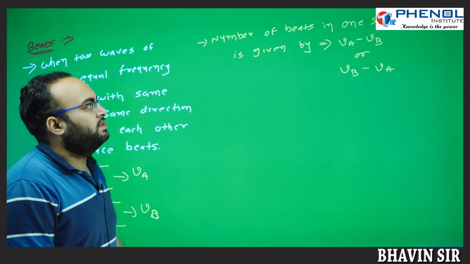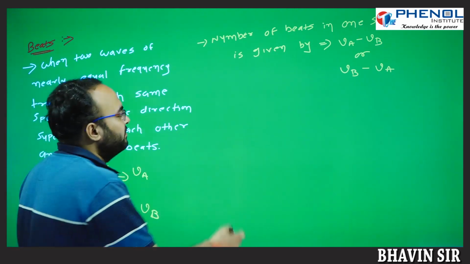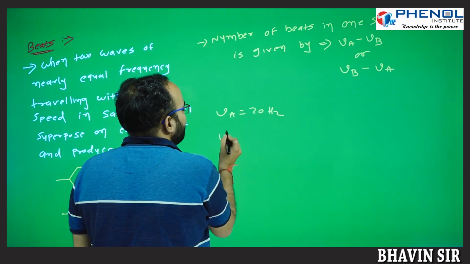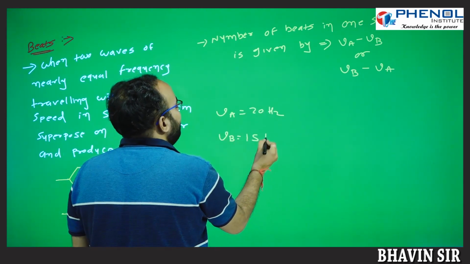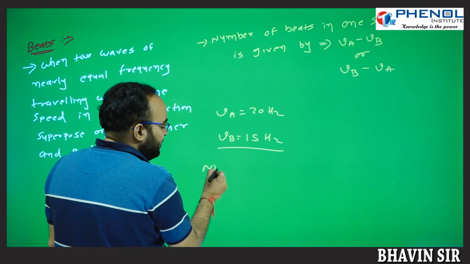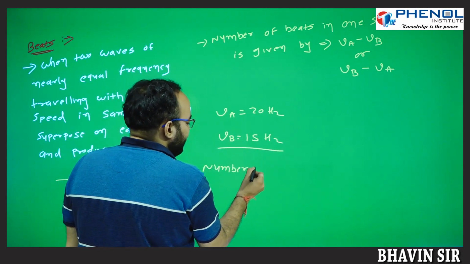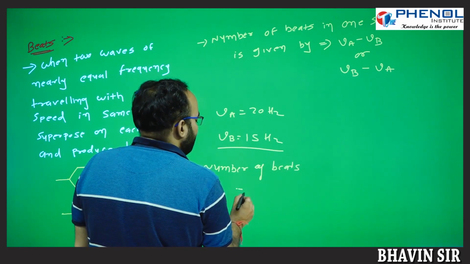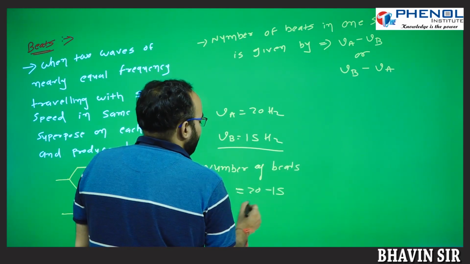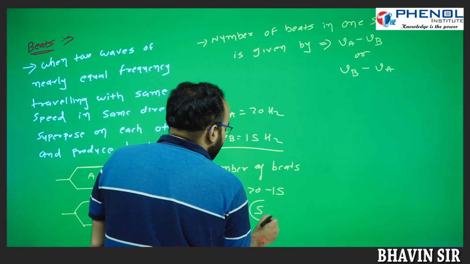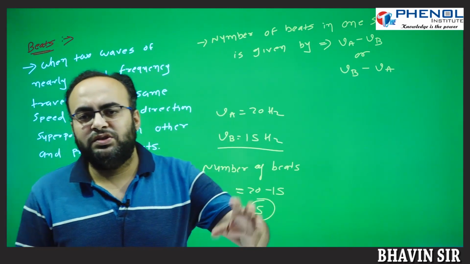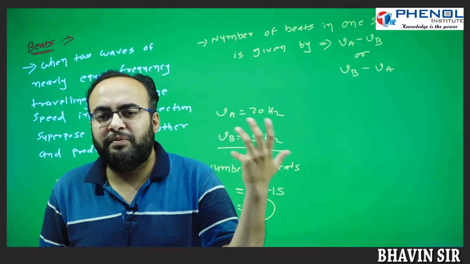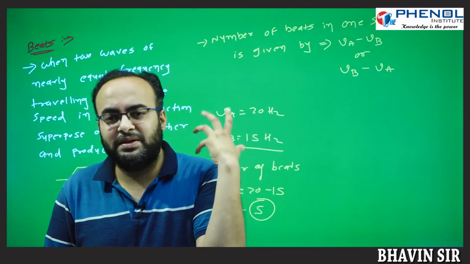Okay, and see students, another thing: suppose the frequency of A is 20 hertz and the frequency of B is 15 hertz. Then what is the number of beats in 1 second? The number of beats is 20 minus 15, which is 5. So it means students, 5 times the amplitude becomes maximum and minimum. Okay, that is the beats.